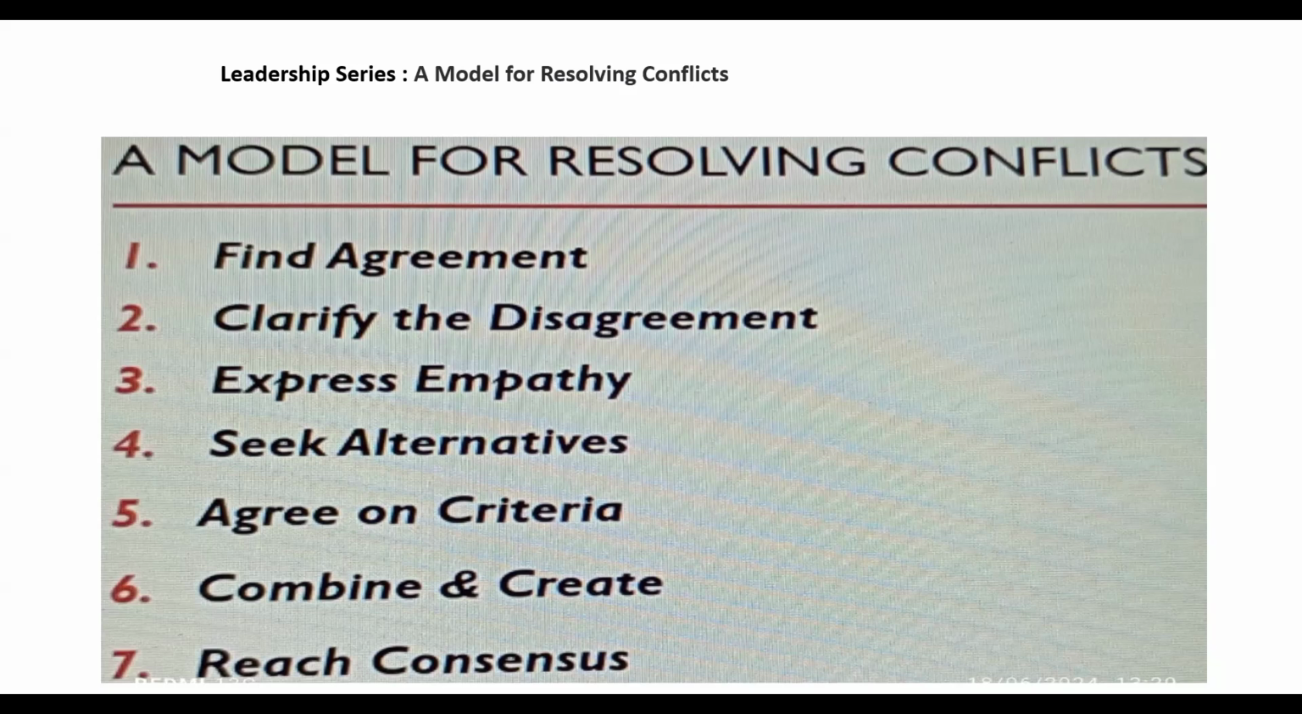So step number one, find agreement. You have your two parties there who are in disagreement, and let's first define the problem. Let's agree on what the problem is, because very often people do not see the problem as the same problem.